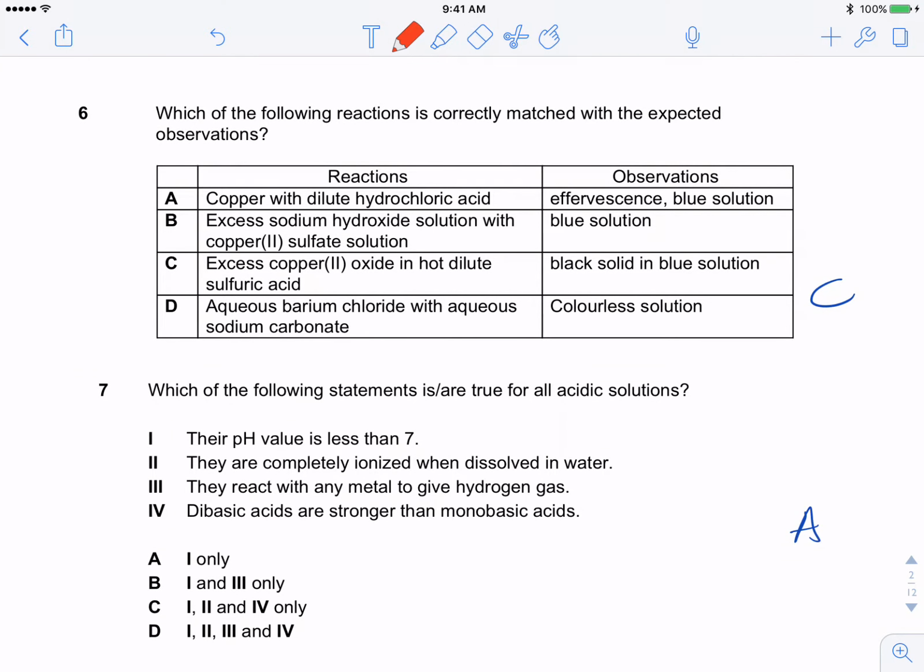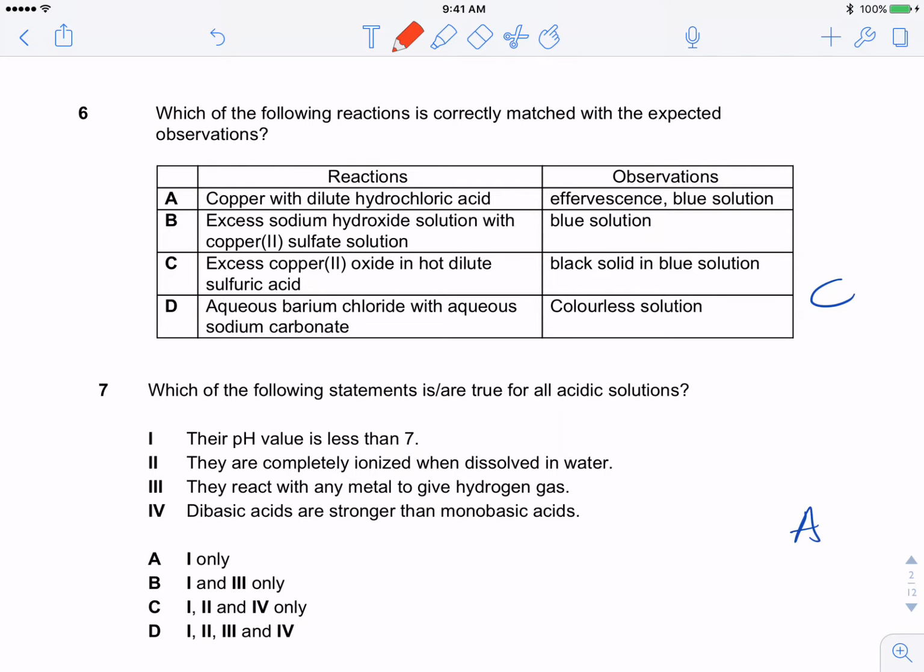Question 6. Which of the following reactions is correctly matched with the expected observations? Copper in dilute hydrochloric acid should not have any reaction because copper is unreactive. B, excess sodium hydroxide with copper 2 sulfate. By right, it should form a blue precipitate in a clear solution because all the copper 2 plus ions are being used to form copper 2 hydroxide. So it's not a blue solution.